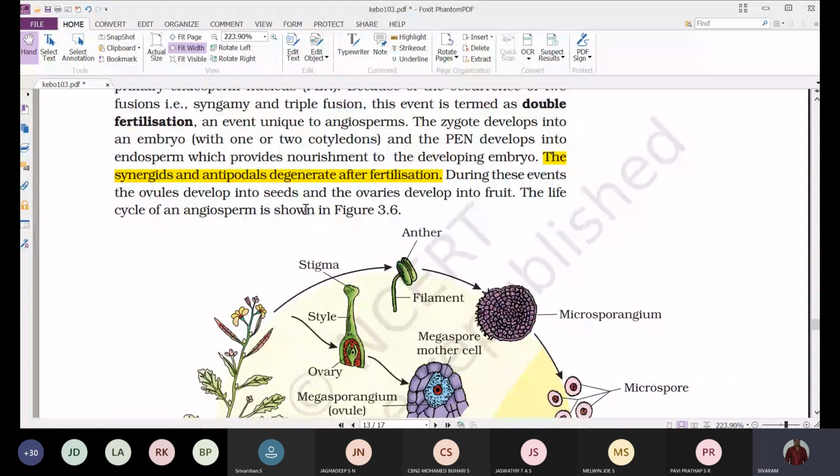Almost all other parts of the flower will wither. That means they dry up and drop. That is sepals, petals, stamens, style, stigma. These are usually dropped. The only structures left are the ovary and ovules. After fertilization, the ovules are converted into seeds, and the ovary is transformed into a fruit.